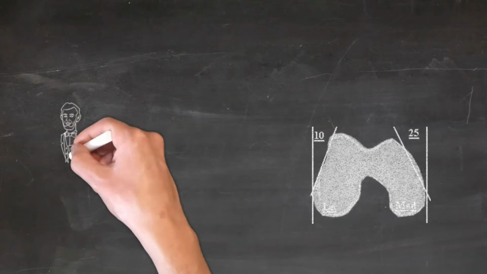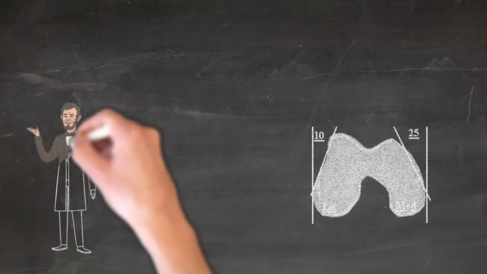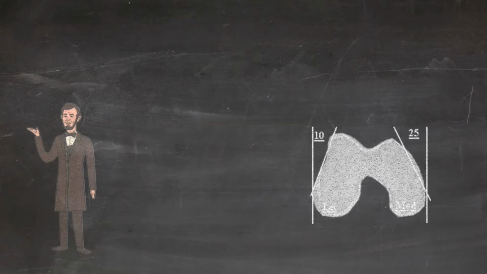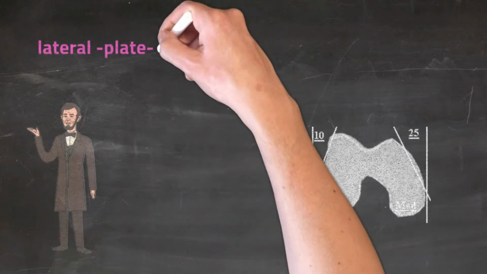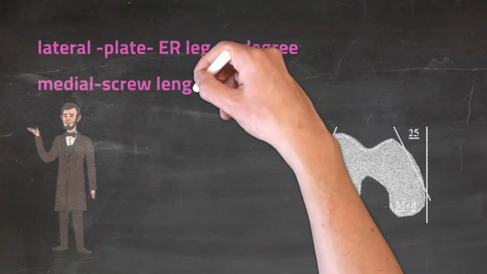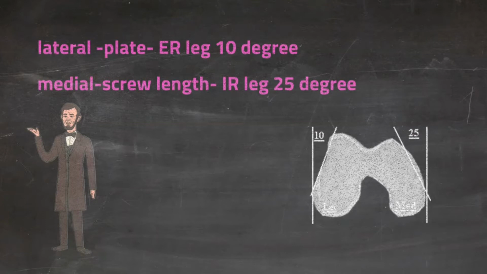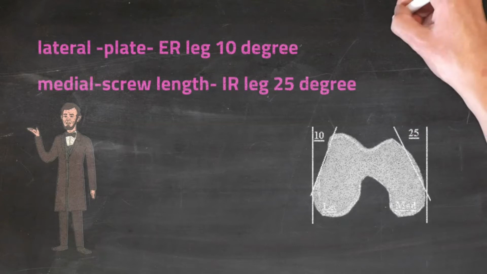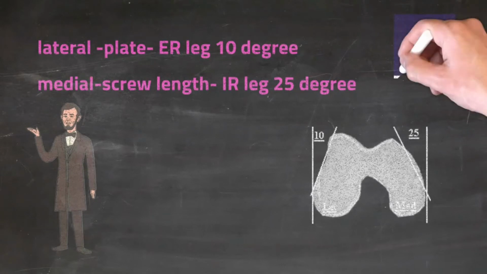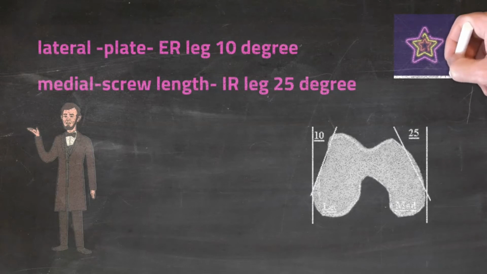During plate fixation on the lateral aspect of the femur, the X-ray or C-arm beam needs to be internally rotated, or the leg has to be externally rotated 10 degrees, to get a perpendicular view. If you want to see the medial aspect of the distal femoral surface, to check the screw length, the leg needs to be either internally rotated or externally rotated about 25 degrees.